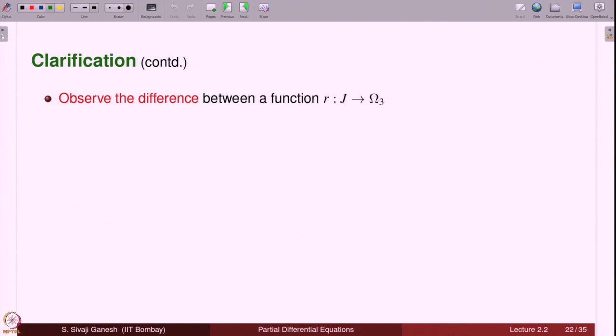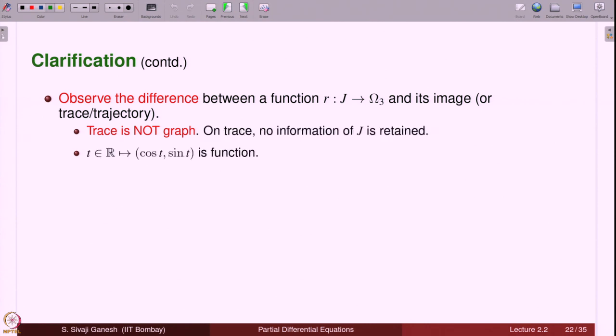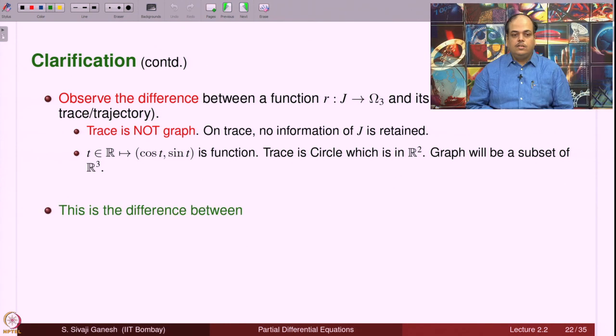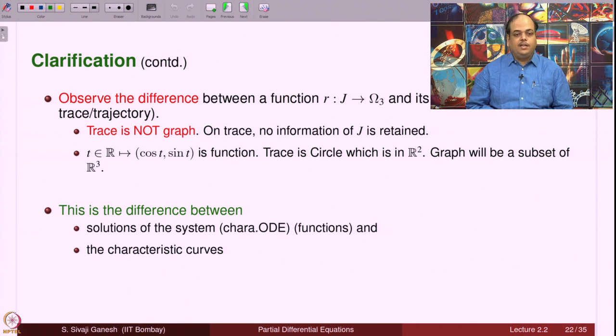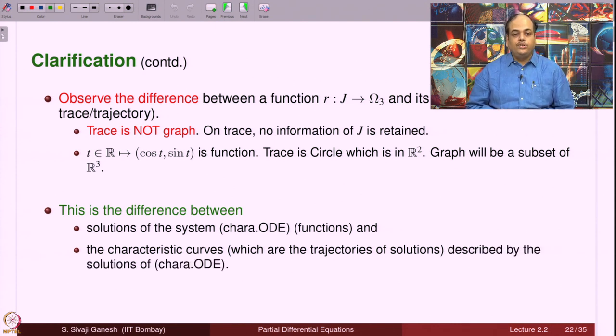Now, observe the difference between a function and its image. The image is often called trace or trajectory. It's just the image, okay. The trace is not a graph. On the trace, no information of the function is retained. We will look at an example. Look at this, t belonging to R going to (cos t, sin t). It's a function. The trace is a circle, that means the set of all (cos t, sin t) as t varies. This is a circle which is in R2. The graph will be a subset of R3. The graph will look like (t, cos t, sin t). That is not a circle. So, this is the difference between solutions of the system of characteristic ODEs and the characteristic curves, which are images, or traces, or trajectories of the solutions described by solutions of the characteristic ODE.